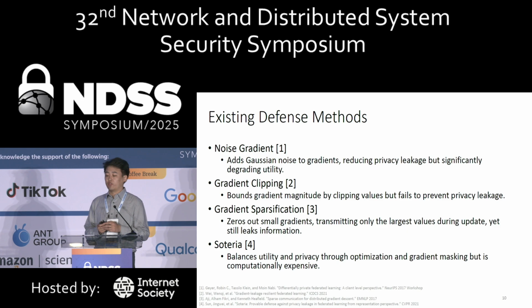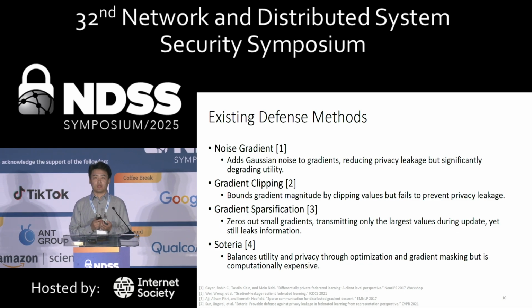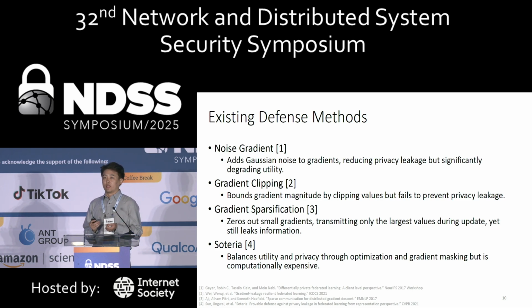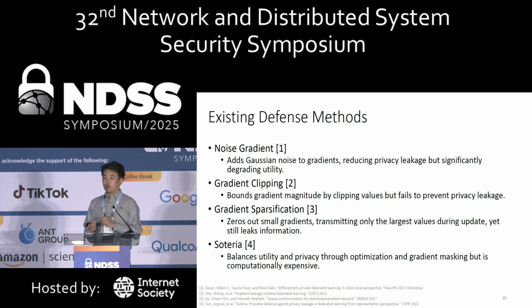There are also many different defense methods. The first is the noisy gradient: they add Gaussian noise to the gradient, which can reduce the privacy leakage but significantly degrades the utility. Gradient clipping bounds the gradient magnitude by clipping the values, but fails to prevent the privacy leakage. For gradient sparsification, they zero out the smaller values, keep only the large values, and transmit those. But our experiments show that this method still leaks information.